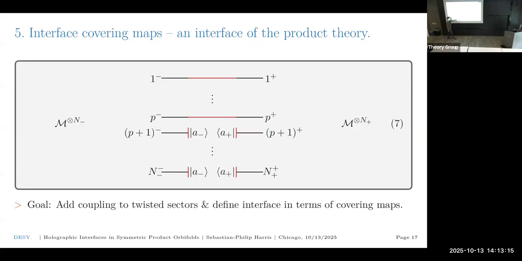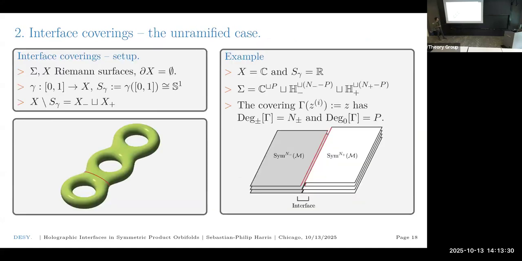And I also want to define these interfaces in terms of covering maps, just in the way that I've defined the correlation functions of local operators in terms of covering maps in the previous slides. Because this makes the computation of correlation functions ultimately straightforward.